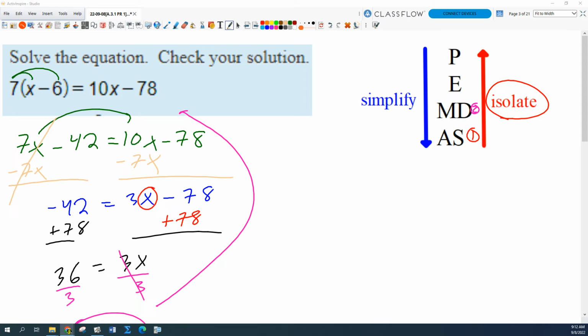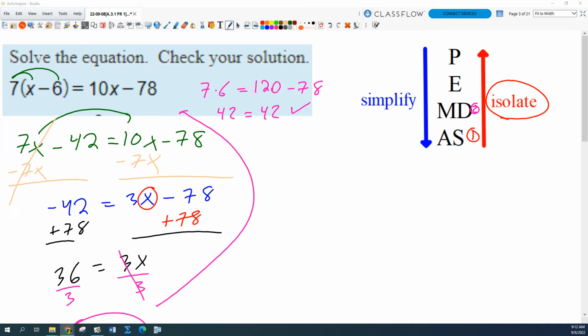So if I were to take that 12 and plug it back up there, what would I get? I'd get 7 times 12 minus 6. What's 12 minus 6? 6. So 7 times 6 is equal to 10 times 12 is what, 120? Okay. Minus 78. Well, 7 times 6 is 42. What's 120 minus 78? 42. So it checks. Okay. Give me 1 to 5. Is that making sense? Okay.